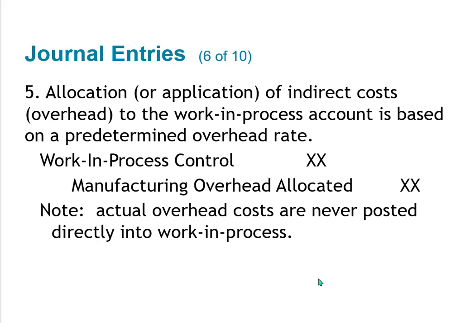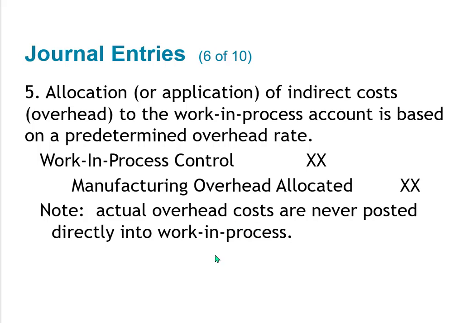In journal entry 5, it's recording the allocation of manufacturing overhead to jobs. Now remember, these are not actual overhead costs, but represent the allocation. And the allocation is calculated by taking the predetermined overhead rate times the actual base activity for the job. Okay? So the predetermined overhead rate, which is all based on estimates, is multiplied times actual activity.